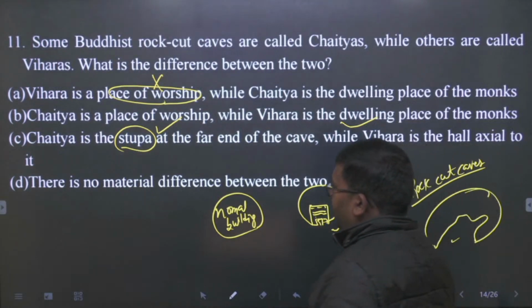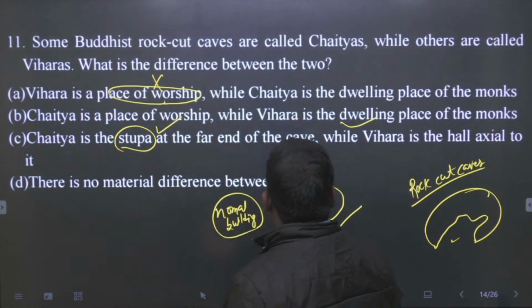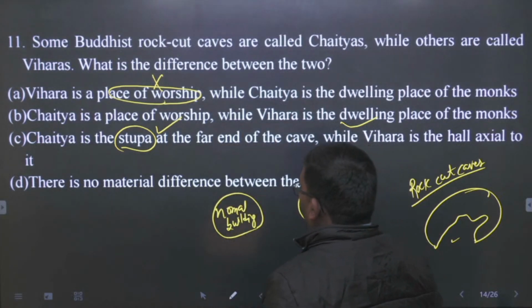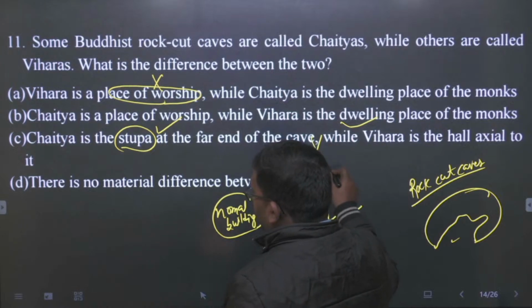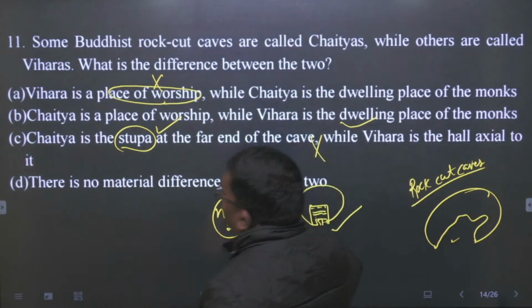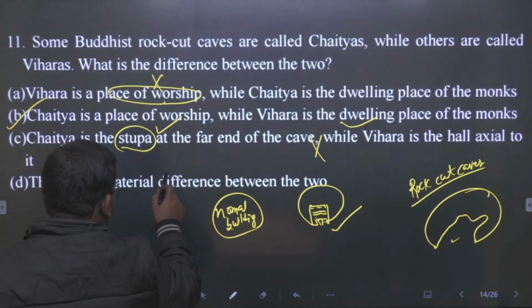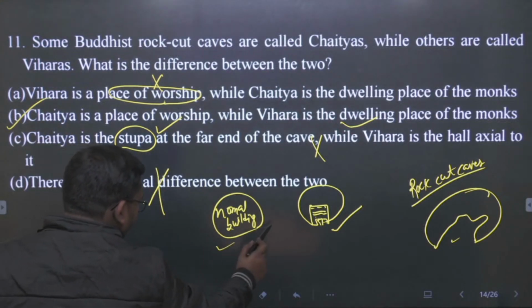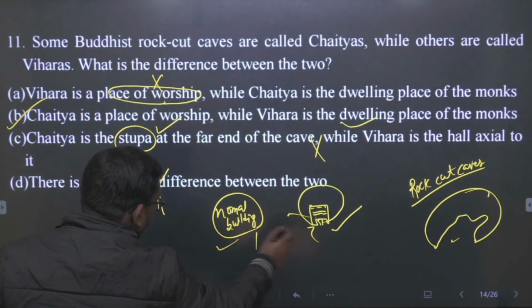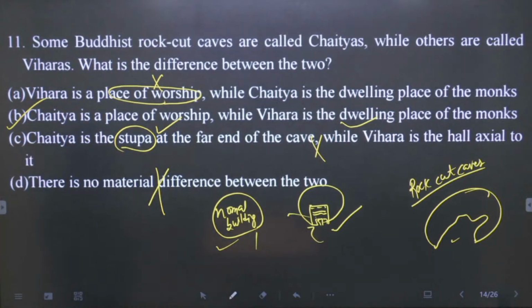So this is not true. Chaitya is a stupa at the far end, right? So this statement will be false. So the answer to this question will be B. B is the answer of the question. There is no material difference between the two. It is false. So this statement is false. So we can technically say that B is the answer of this question.